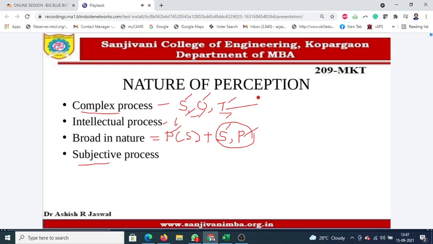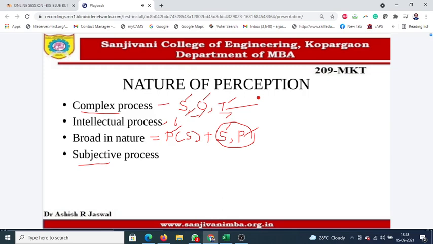So, to conclude, perception is a complex process because of the three important things of selection, organization, and interpretation. It is an intellectual process because it involves cognitive effort. It is broad in nature because it involves physiological, sociological, and psychological components. And moreover, it is a subjective process because two people perceive the same stimuli in a different way.